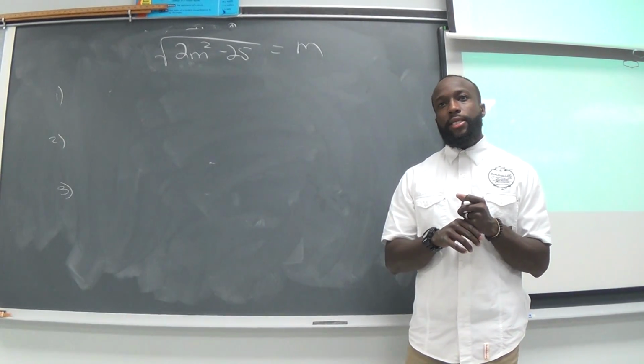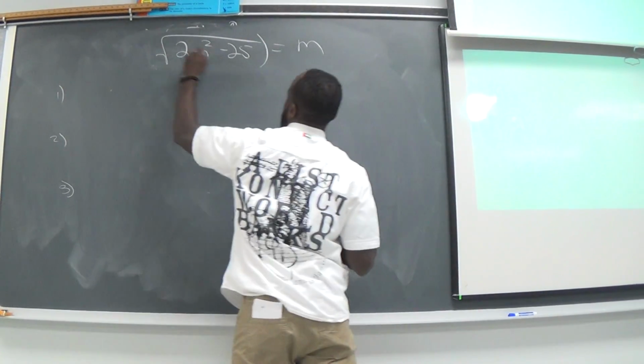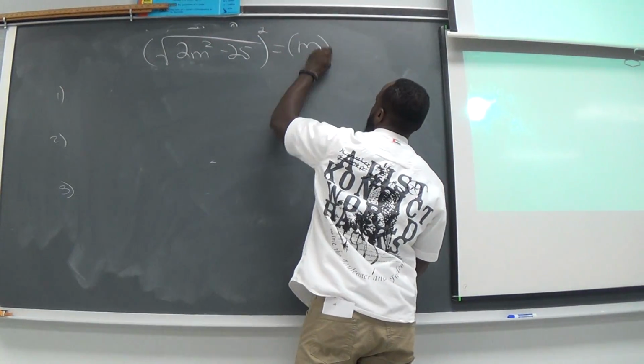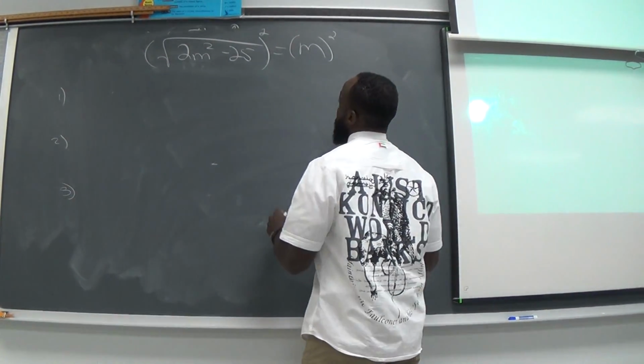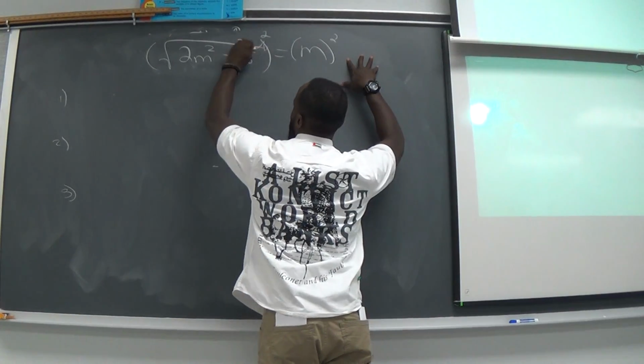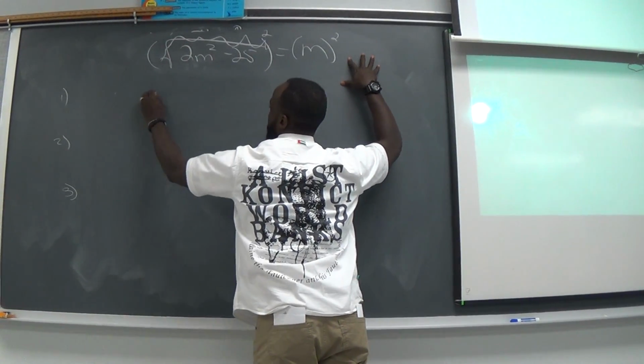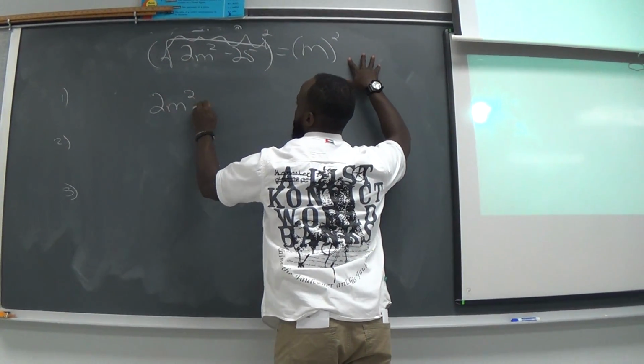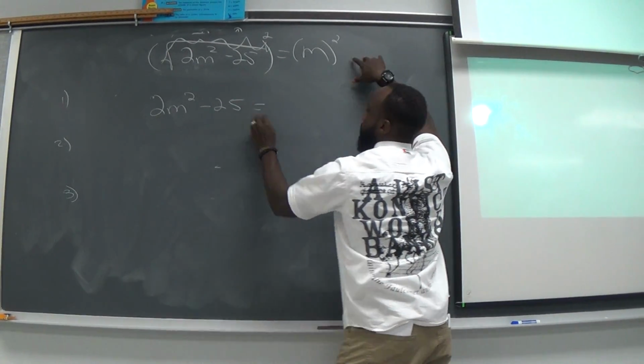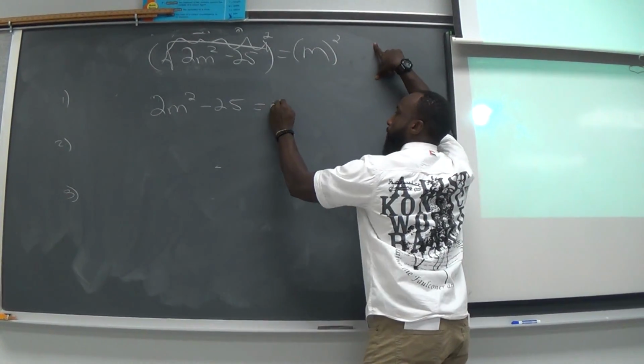You're going to square both sides. Once you square both sides, you get rid of this radical here, right? So you're going to have 2m squared minus 25 equals m to the second power, which is just m squared.